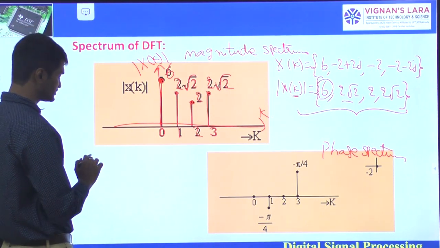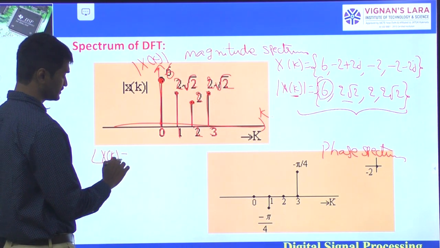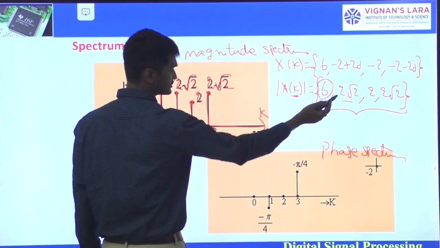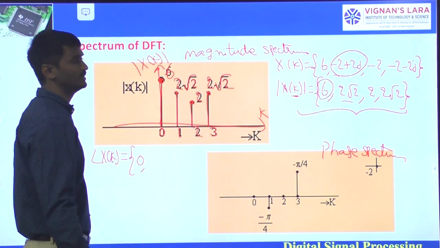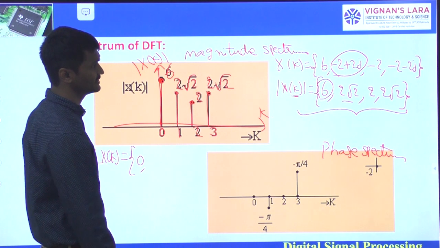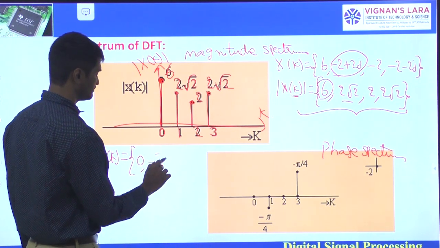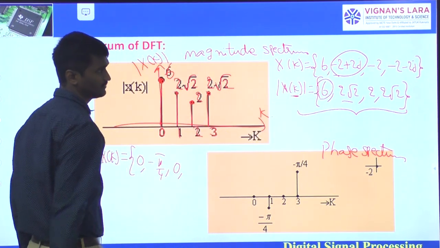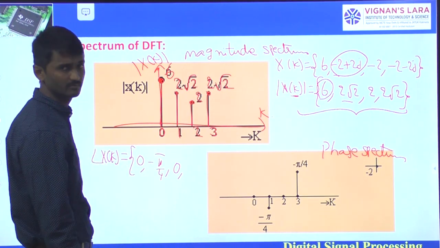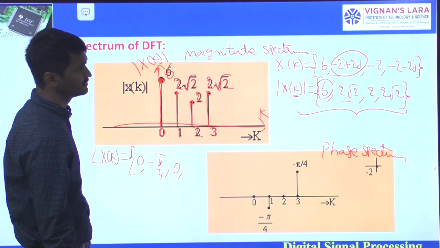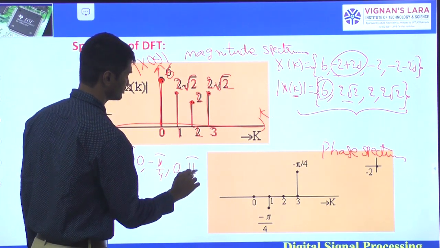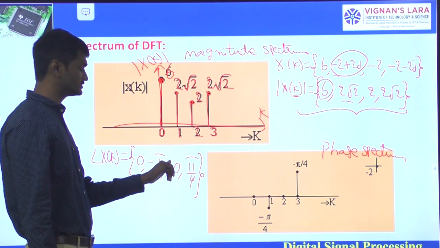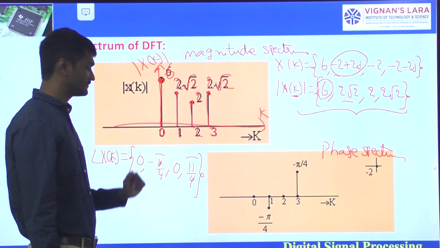Like that, phase spectrum. That is angle of X of k. For the first one, the angle is 0. For the next, tan inverse of b by a, that is minus b by plus a, then it is minus pi by 4. Next, the angle is 0. For the last, tan inverse of minus b by minus a, that is tan inverse of b by a, so minus 2 by minus 2, so it is plus pi by 4. So at k equals 0 it is 0, at k equals 1 it is minus pi by 4, at k equals 2 it is 0, at k equals 3 it is pi by 4.